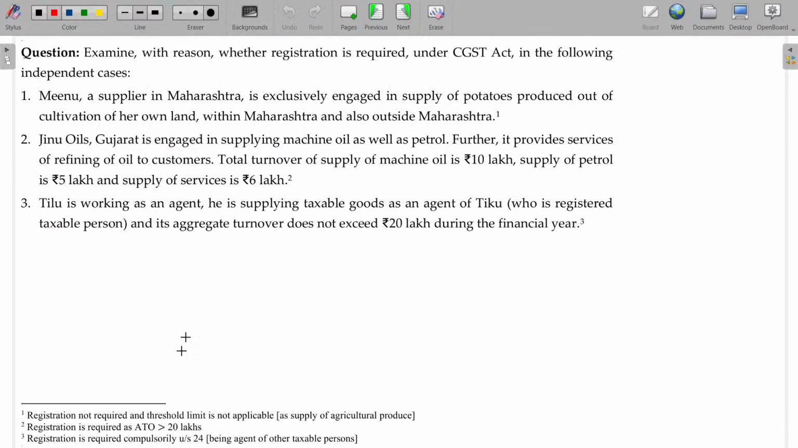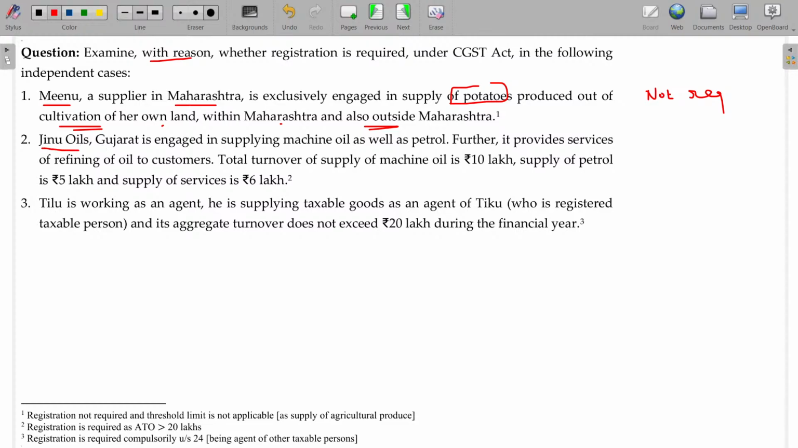Now, examine with reason whether registration is required under CGST Act in the following independent cases. Meenu, a supplier in Maharashtra, is exclusively engaged in supply of potatoes produced out of cultivation of her own land within Maharashtra. What happens here? And also outside Maharashtra. No, not required. Because farmer, own land, own work and own cultivation.